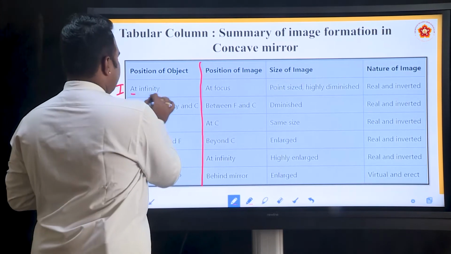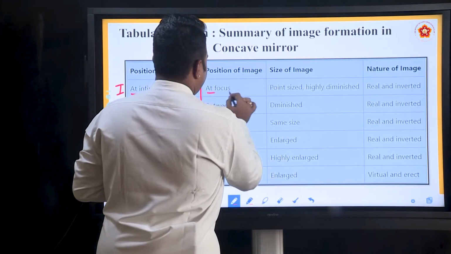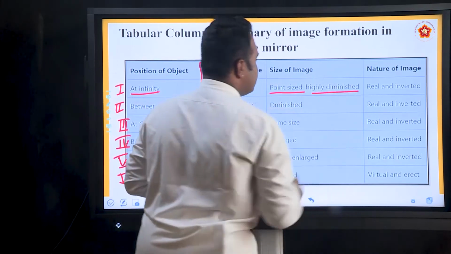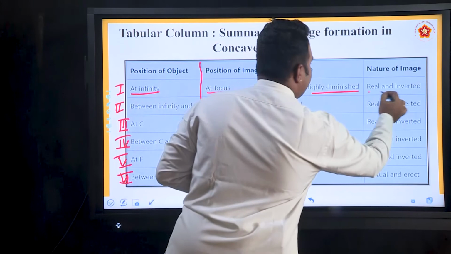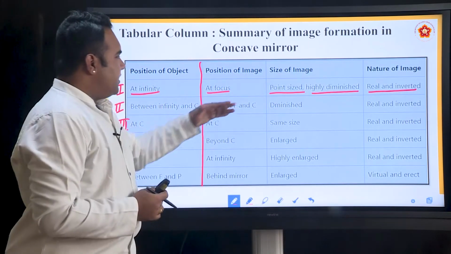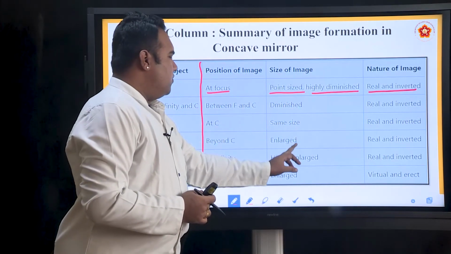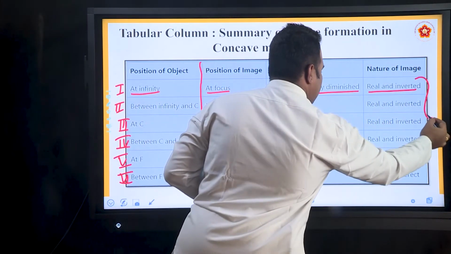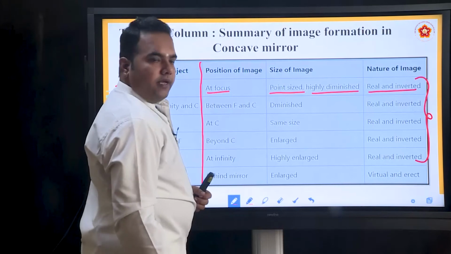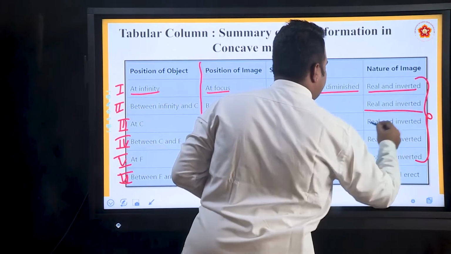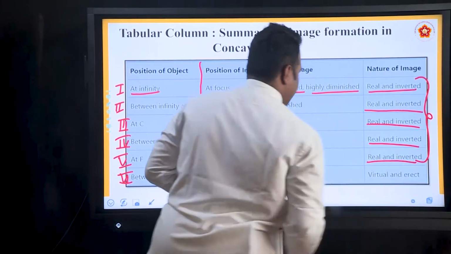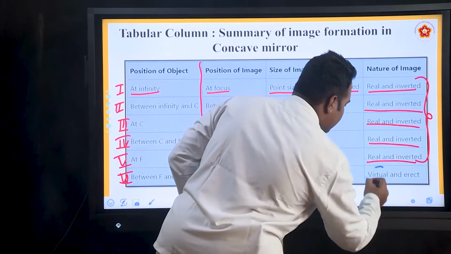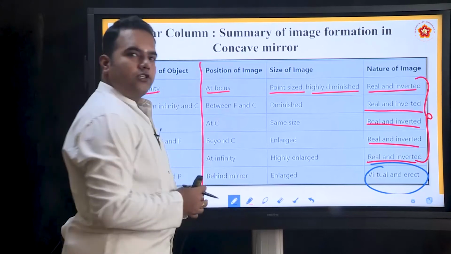So, when the object is placed at infinity, we know the image is formed at the focus, point sized or highly diminished, these are the words we use, and real and inverted. Like that, when you check for case 2, 3, 4 and 5, in all the 5, the image formed is real and inverted always. Only in the last case, if you observe, you will see that the image formed is virtual and erect.